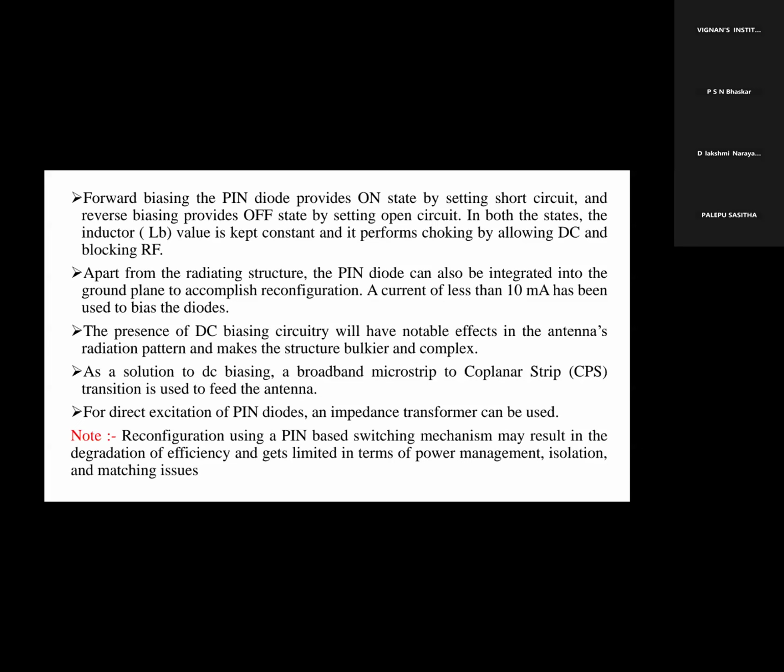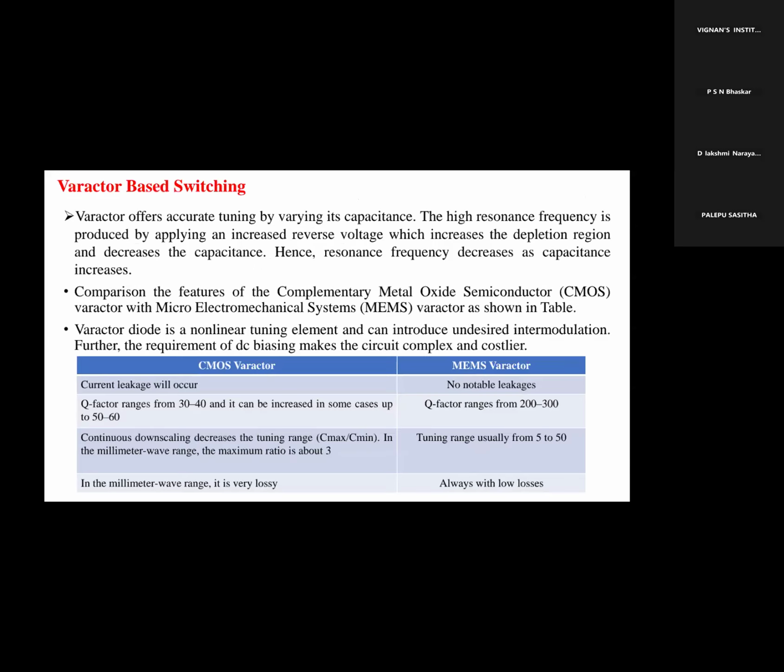Now, varactor-based switching. A varactor offers accurate tuning by varying its capacitance. The high resonance frequency is produced by applying an increasing reverse voltage, which increases the depletion region and decreases the capacitance. The resonance frequency is decreased as the capacitance increases.